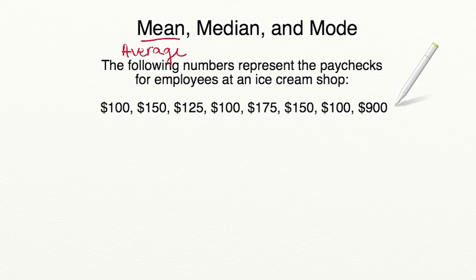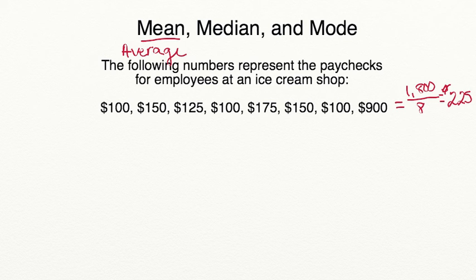So what we're going to do to find the mean is add all of these numbers up together. And when we add all of these numbers together, we get 1,800. Your next step when you're trying to find the mean is dividing the sum of all of the numbers together by the total amount of numbers you have in your data set. So we have 8 different paychecks listed, which means we're going to divide 1,800 by 8. And when we divide 1,800 by 8, we get a total of 225. That means that the average or mean paycheck for employees at this ice cream shop is $225.